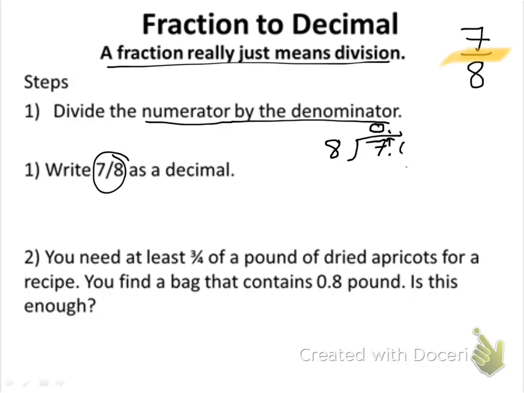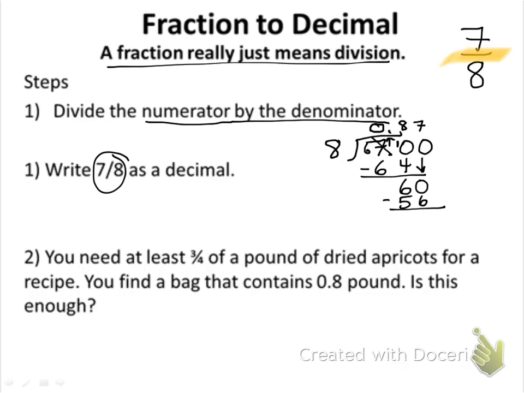Then I'm going to add a 0 here. How many times can 8 go into 70? Hopefully you think 8 times, and 8 times 8 is 64. Now I need to do 70 minus 64, so I borrow from the 7, and I have 10 minus 4, which gives me 6. I'm going to add another 0 and bring it down. How many times can 8 go into 60? 8 goes into 60 7 times, and 7 times 8 is 56.